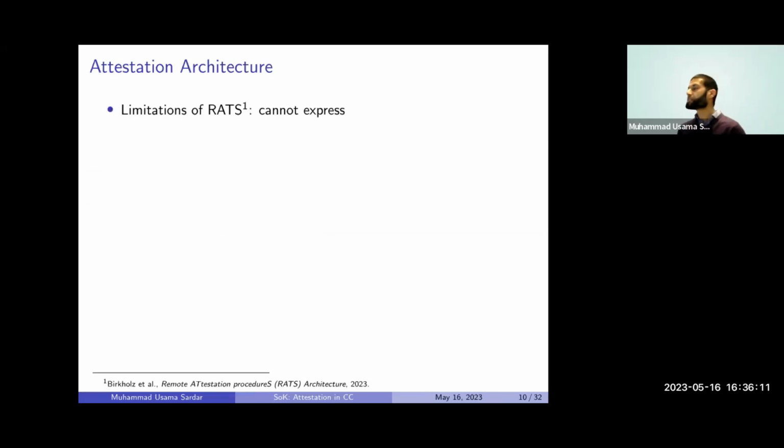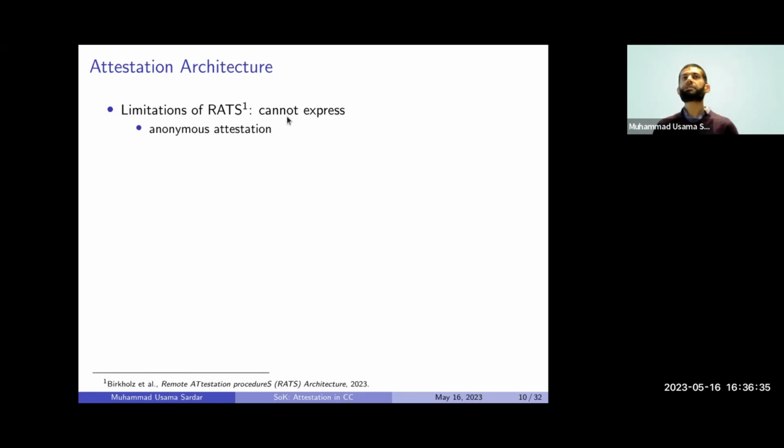So we have the first one, which is the T-agnostic architecture. There is a working group of the IETF called Remote Attestation Procedures, the RATS working group. Over five years they have come up with an attestation architecture, and that's standardized now. This is RFC 9334.